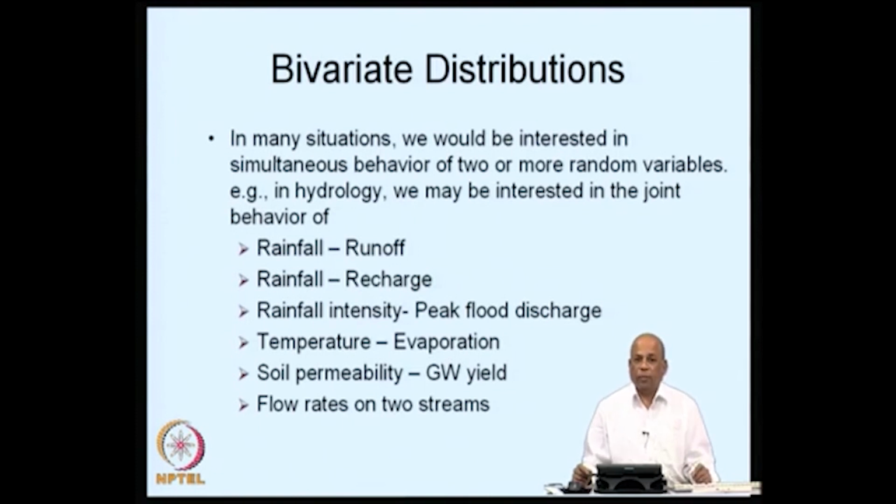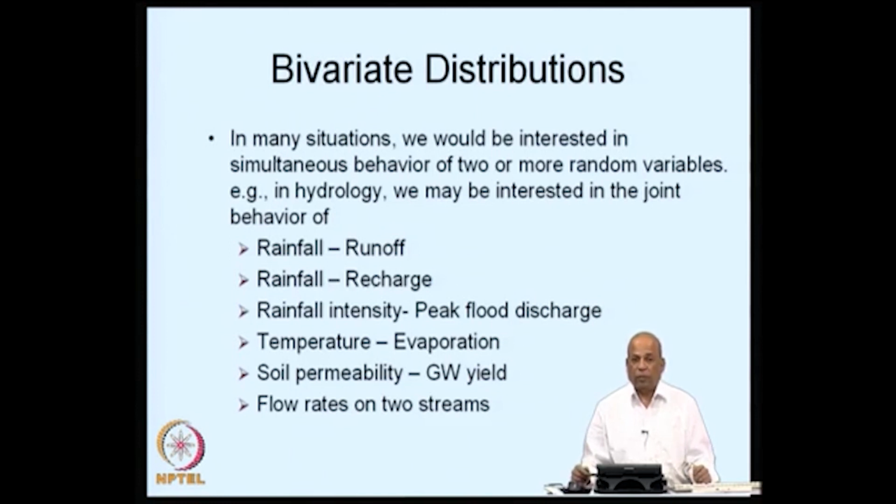Similarly, in the case of flood discharges, let us say you are talking about urban flooding where the peak flood discharge is of interest, and this is related to rainfall intensity, and we would be interested in getting the joint distributions of rainfall intensity and the peak flood discharge. Similarly, in the hydrologic models, we would be interested in temperature and evaporation, both of which are random variables, then soil permeability and groundwater yield.